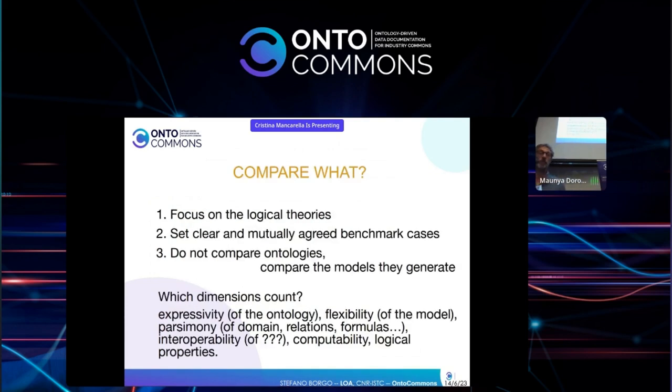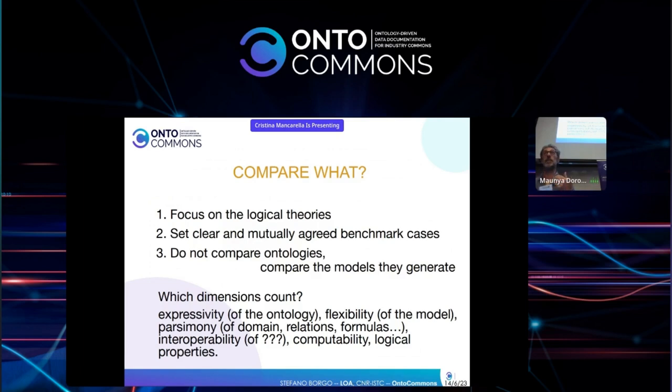The point here is what you want to compare. And the reason for using formal ontology is because you get logical theories. That's where you drop all your beliefs and you start saying, okay, let's see what is in the logic. You also have to set some benchmarks that make sense to everybody. They must be clear and mutually agreed.